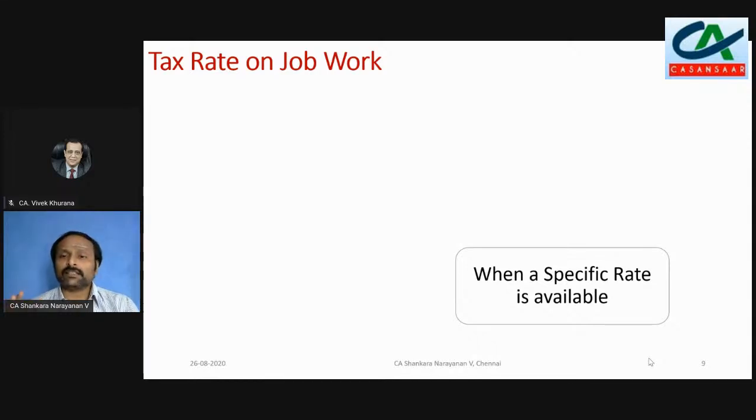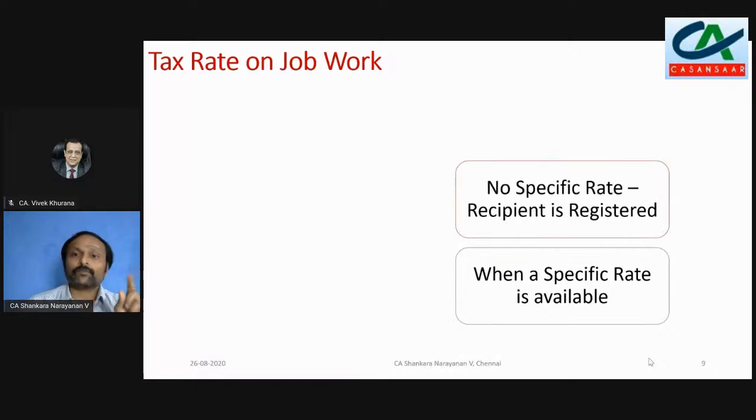Step 1, see whether there is a specific rate that is available for your service. So all we need to do is find out whether it is a service. If it is a service, classify it under the 9988 explanatory notes under which head it will fall. In that HSN, find out whether there is a specific rate for your service. Situation 1. Or if there is no specific rate, see if the recipient happens to be a registered person. Situation 2. And the third situation is any other case.